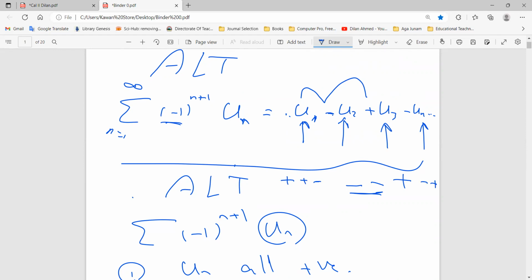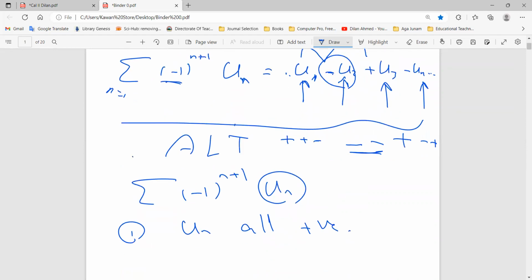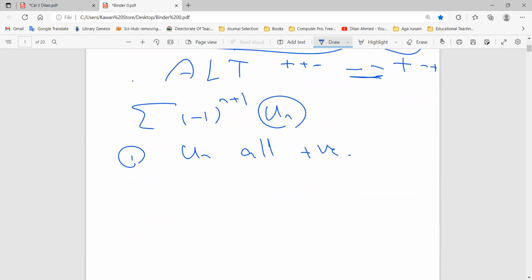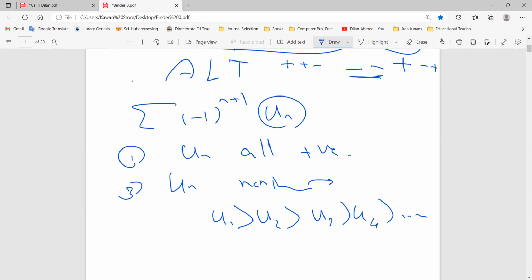So when we say U_n all positive, we don't mean that one is negative. We mean that every time the sign changes, one by one, term by term. The second condition, U_n in your book says non-increasing, means decreasing. What do you mean by decreasing? It means that U1 is greater than U2, right? Decrease like that, U3, U4, and go on.